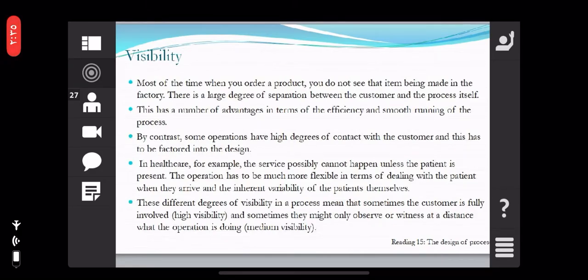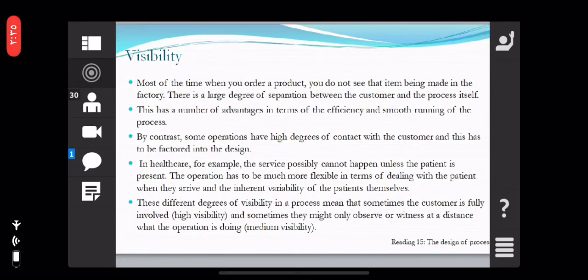The fourth one, we call it visibility. When you order a product, between the order and the process, the customer cannot see the process; it's not visible to him or to her. The customer cannot see the kind of process you carry out in the factory. It's not visible to him. In a restaurant or maybe a coffee shop, he makes the coffee and the food, and your order in front of you is very visible.